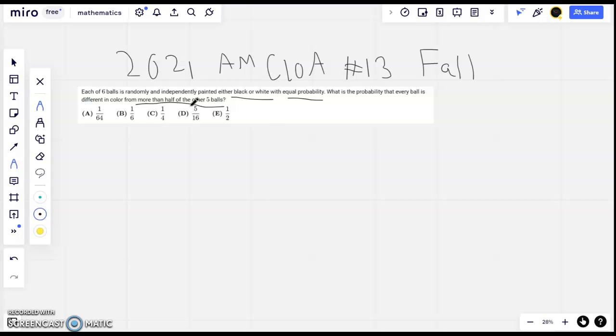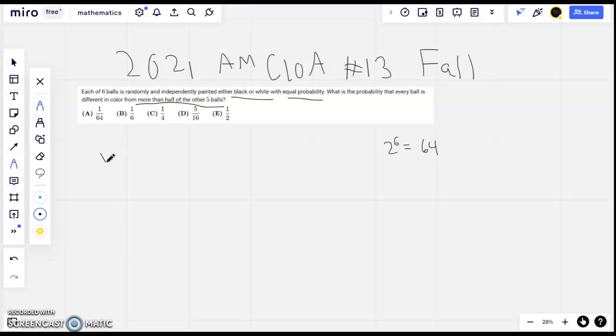So you basically just do casework on this. You know the total number of ways is just 2 to the 6, which is 64, because there's 2 options and it's 6 balls.